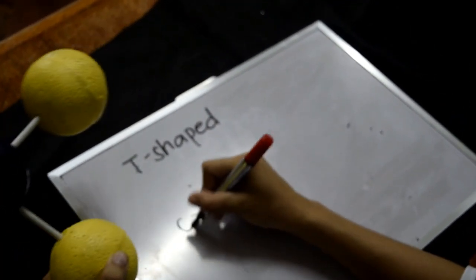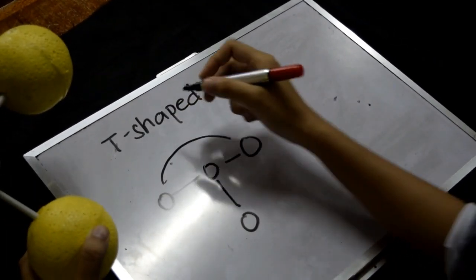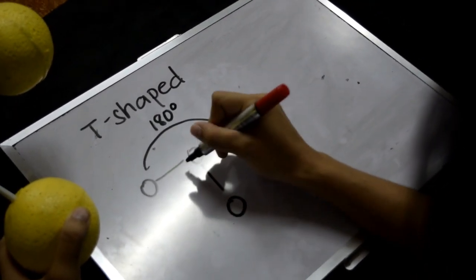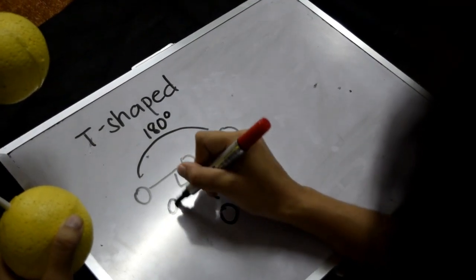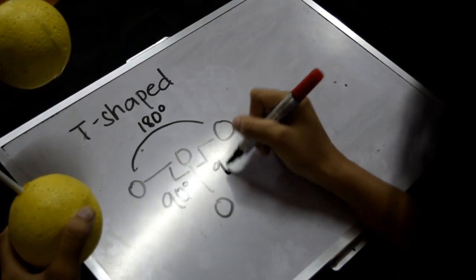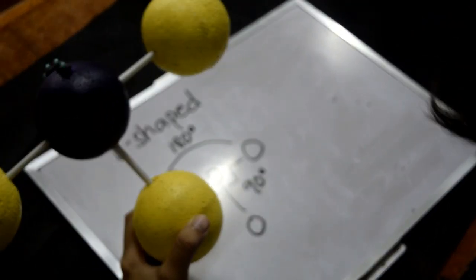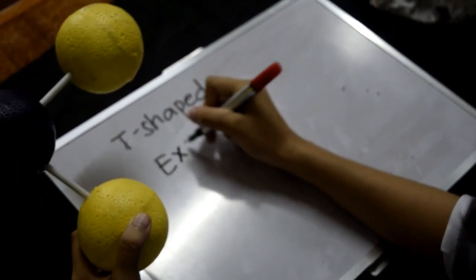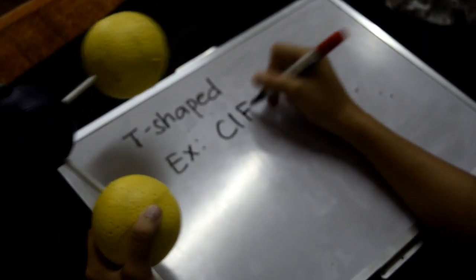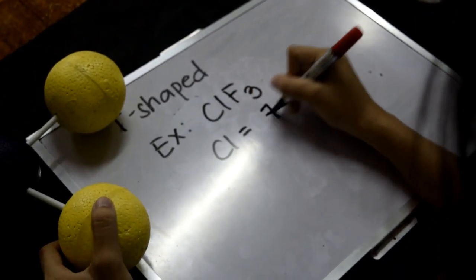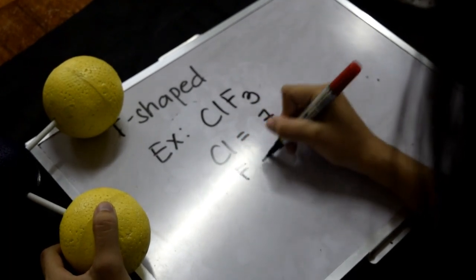So the next VSEPR model is the T-shape. This molecule is made up of 5 sp3d hybrid orbitals and is considered polar. 3 orbitals are arranged around the equator of the molecule with bond angles of 120 degrees. 2 orbitals are arranged along the vertical axis at 90 degrees from the equatorial orbitals. The shape of the orbitals is trigonal bipyramidal. The three atoms are arranged around the central atom to form a T-shaped molecule.